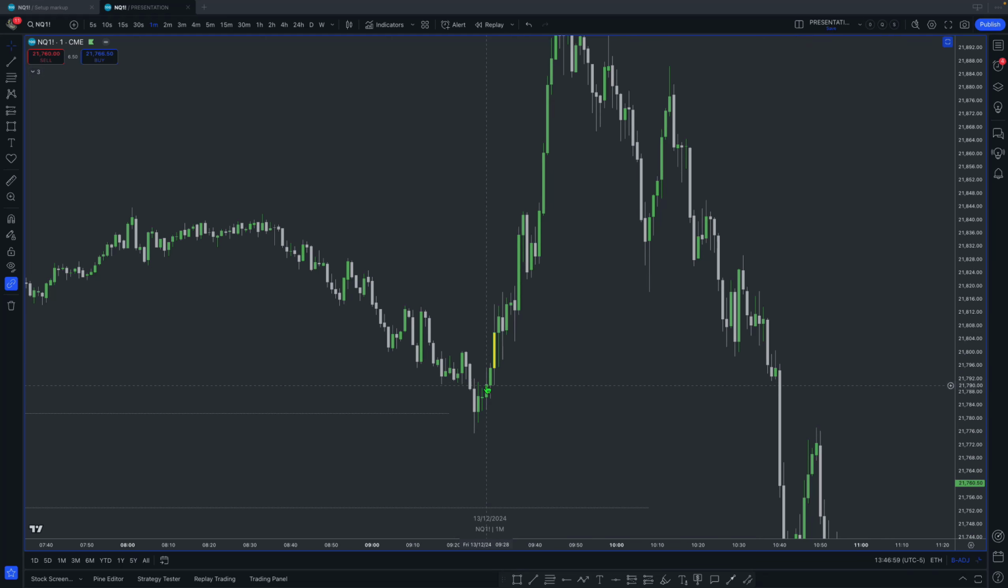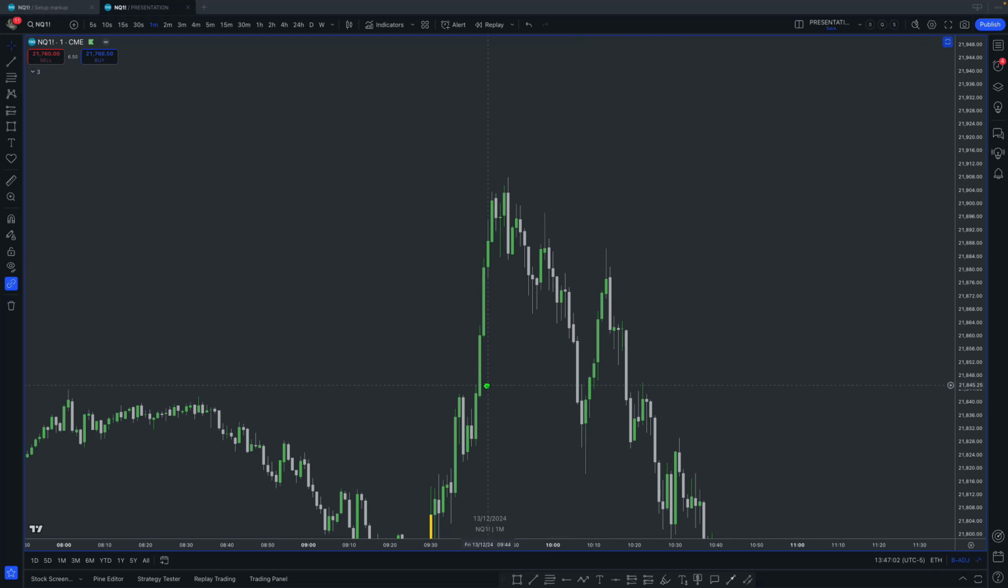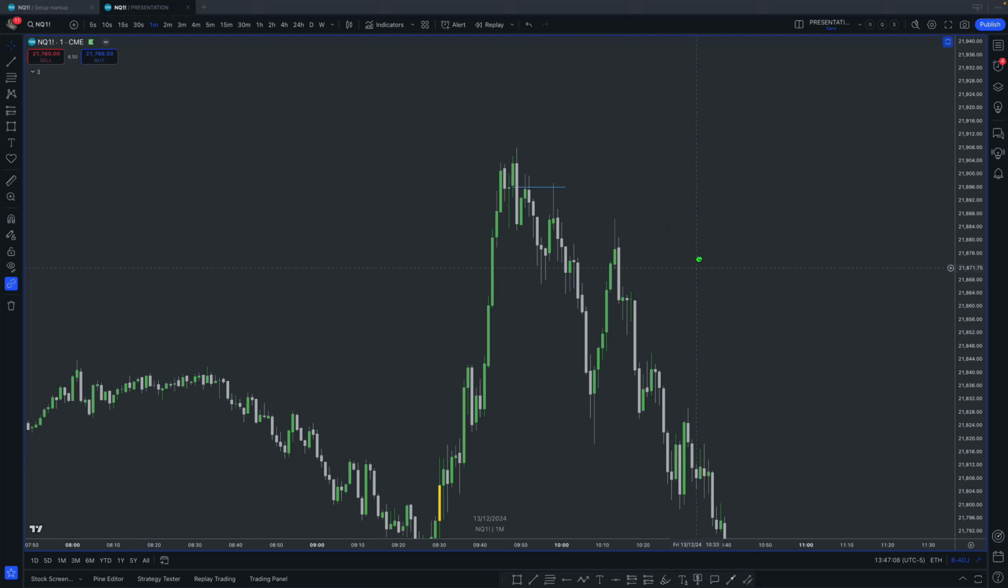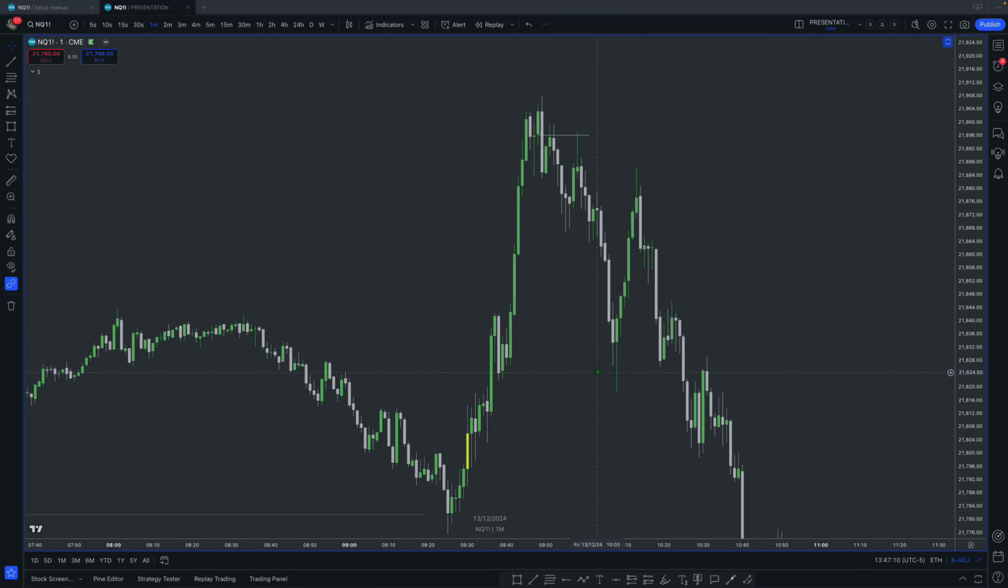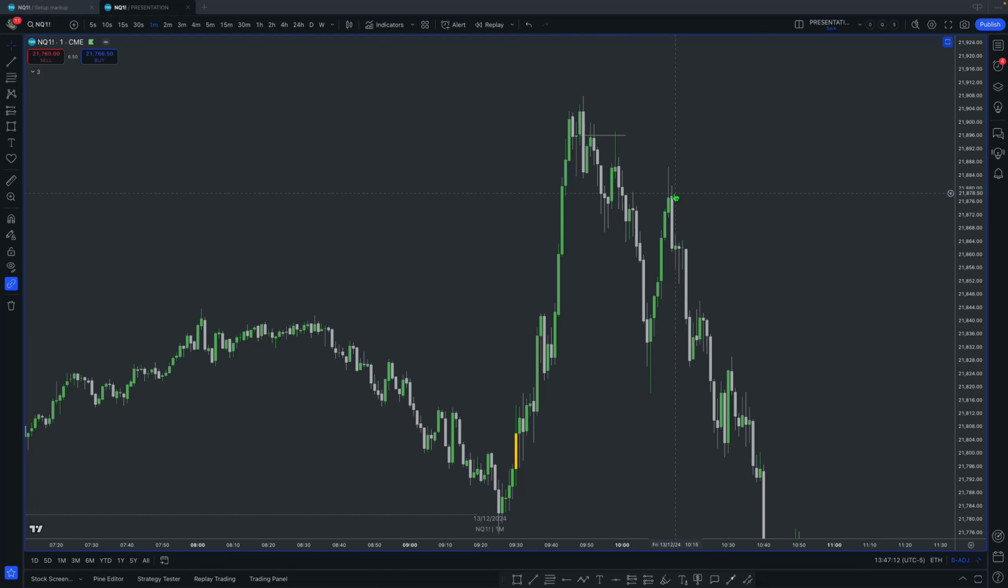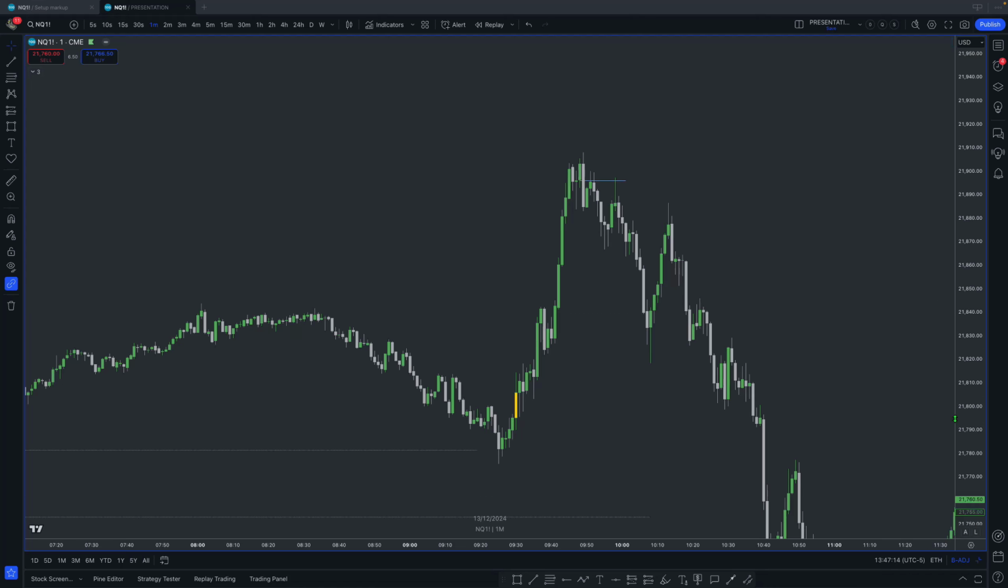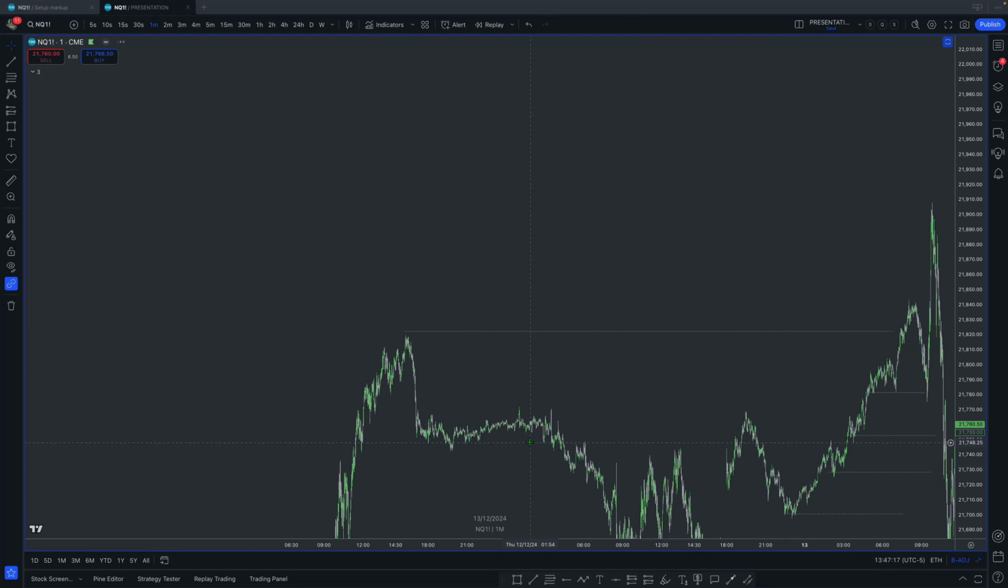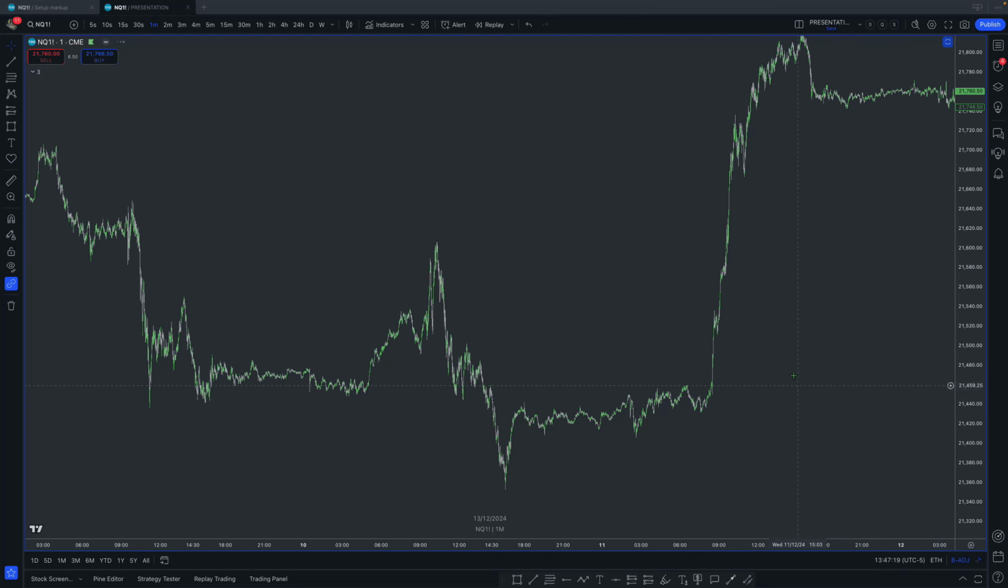Sure enough, 9:30 moves in one direction. He's just waiting for it to turn around and have the change in state. You get your CSD there. Displacement lower, and then he's just looking to go short going into the draw. And then you can use, if we go back to another day, what day was there 8:30 news?